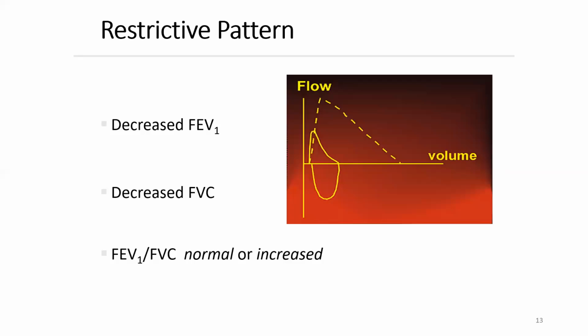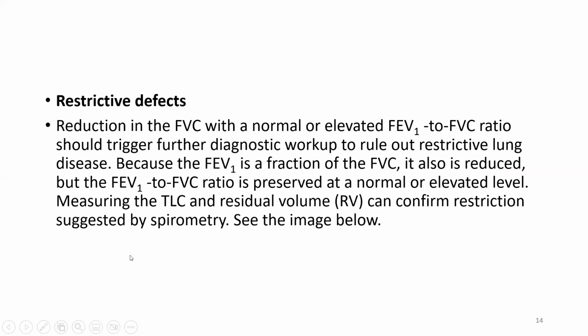This is the restrictive pattern of the spirometry. It is smaller in volume. FEV1 is decreased and FVC is decreased, but the ratio is normal or may be increased. We mean that in the restrictive pattern, both are decreased, but the ratio between them is preserved or may be increased.